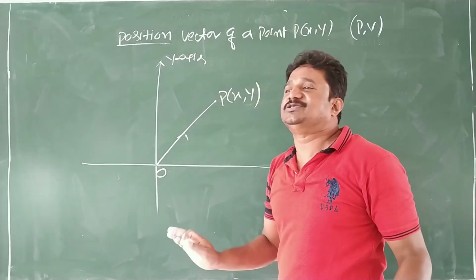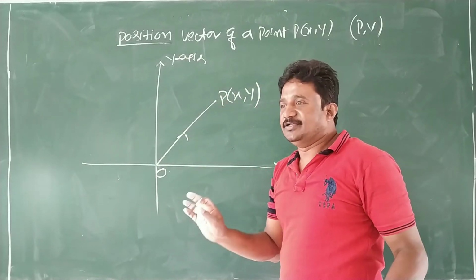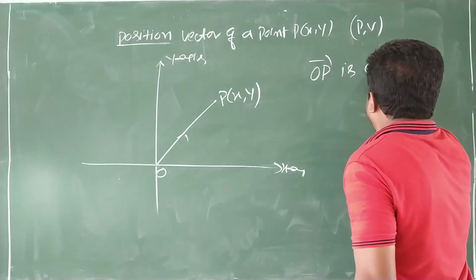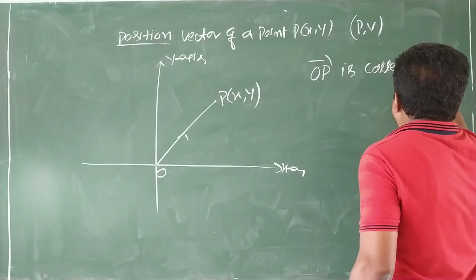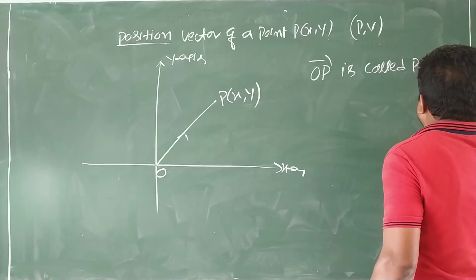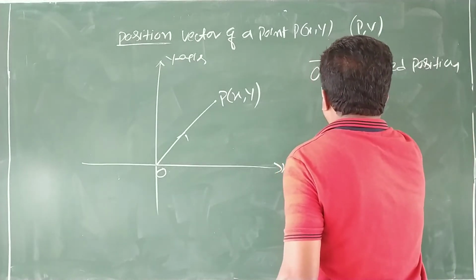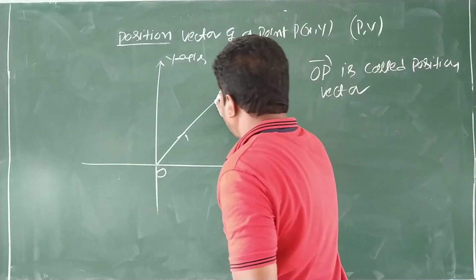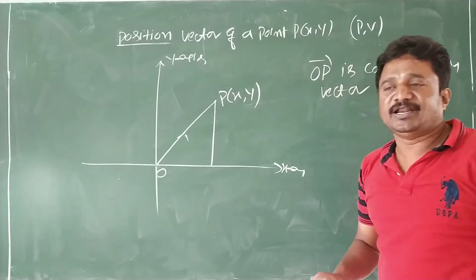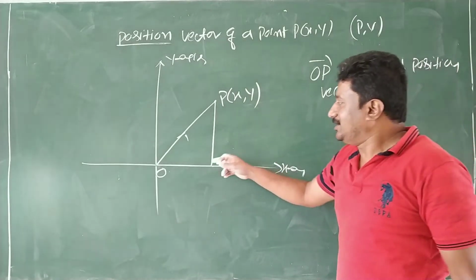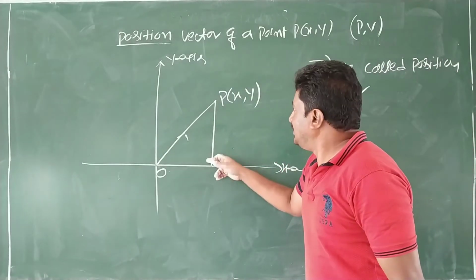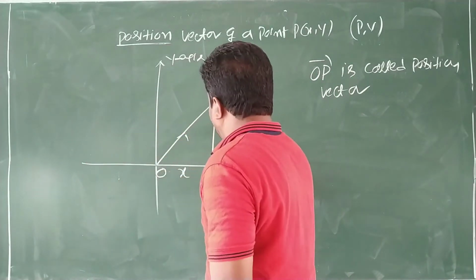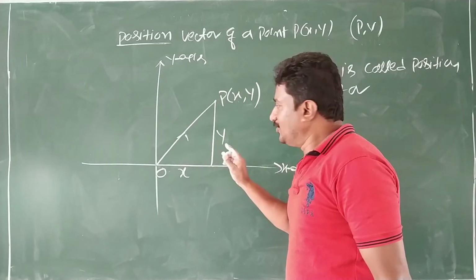That vector OP is called the position vector. Vector OP is called what? Position vector. Look at this, students. I am forming a triangle. Tell me this length. Here we have the x value. This is the x value. Tell me this length: y.